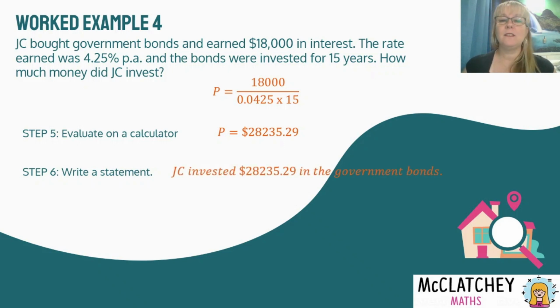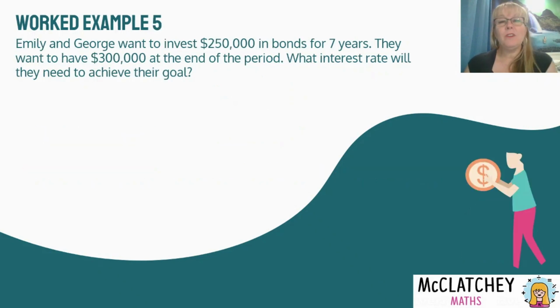So he invested $28,235.29 in the government bonds. Write a sentence. And now we're on to our final example today. Emily and George want to invest $250,000 in bonds for 7 years. They want to have $300,000 at the end of the period. What interest rate will they need to achieve their goal?